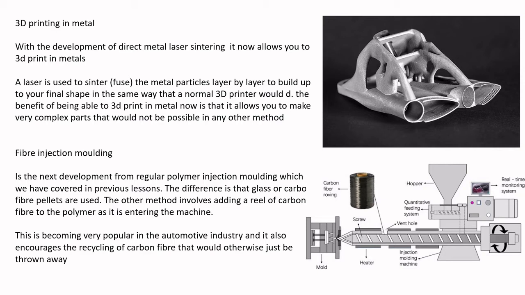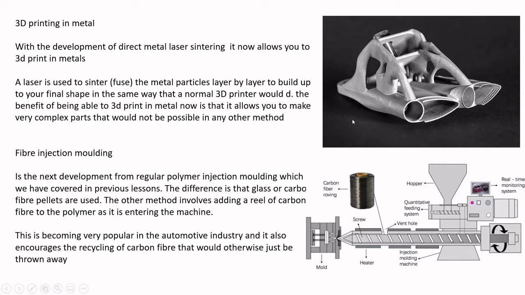With normal 3D printers, obviously they heat the polymer up and it cools as it's going up. So you don't necessarily need to fuse it because plastic's melting point is so low compared to metals. But as the laser fuses it together, it allows you to make a nice strong metal 3D shape. It also lets you do things that are massively complex that you wouldn't really be able to make in any other way.